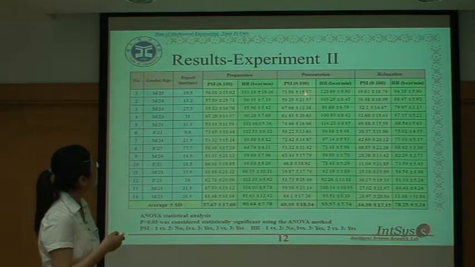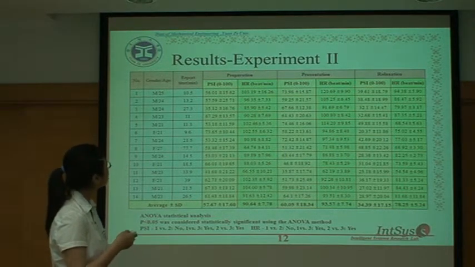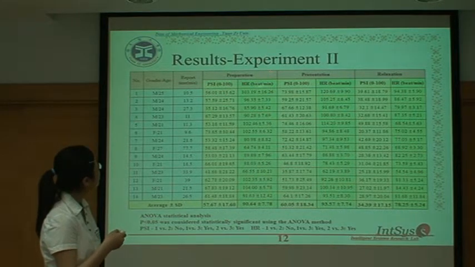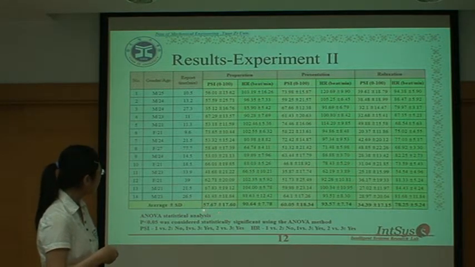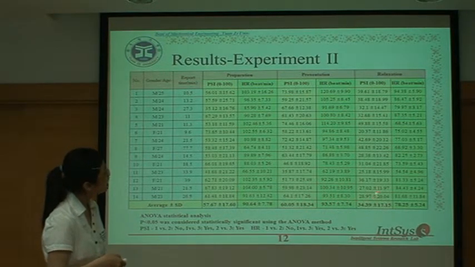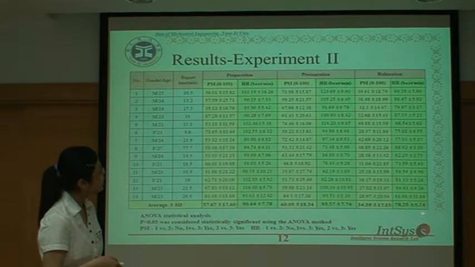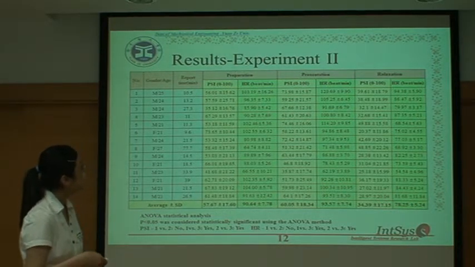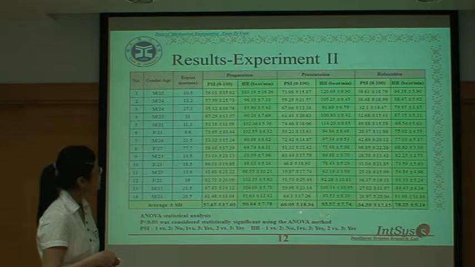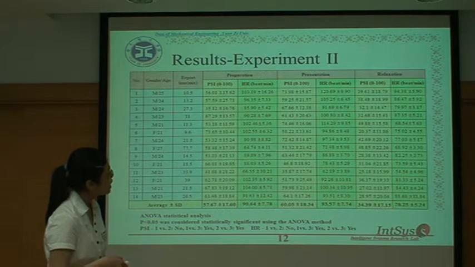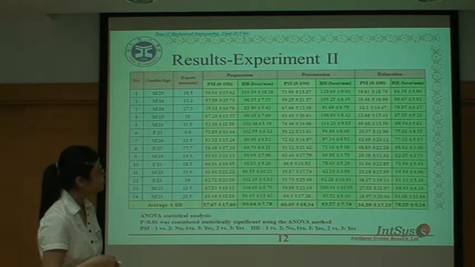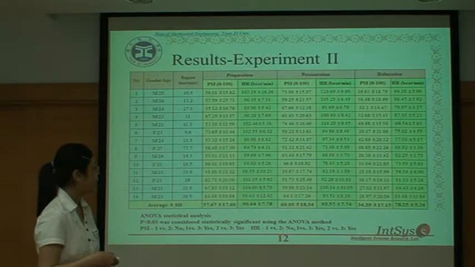And then this is the table of experiment 2. We can see during preparation, the PSI value is about 57, and heart rate is 90. During presentation, PSI is 60, and heart rate is 93. And during relaxation, PSI is 34, and heart rate is 78. So we can find that during presentation, the PSI and the heart rate values are highest, and during relaxation, the PSI value and heart rate are the lowest. So this fits our expectation.